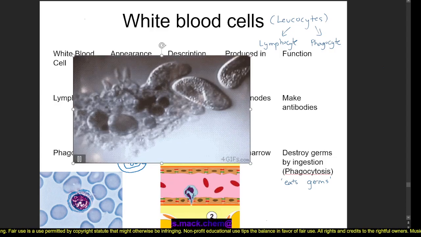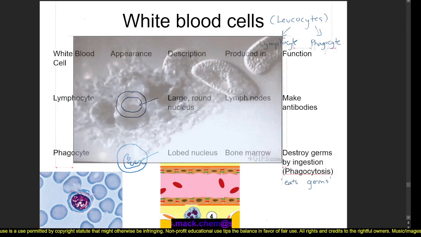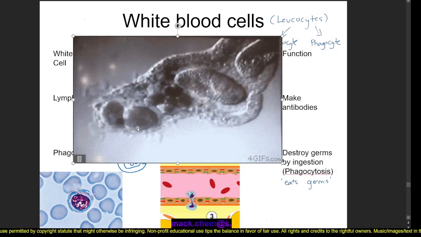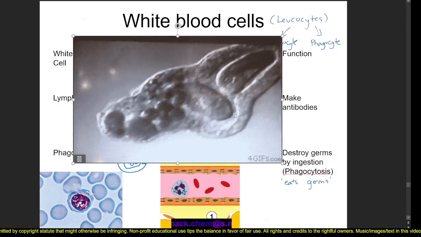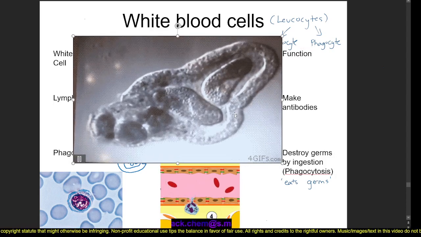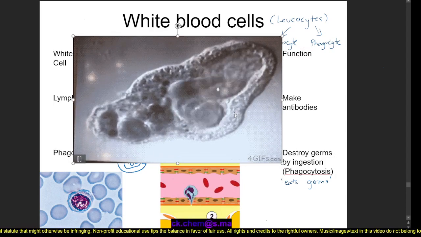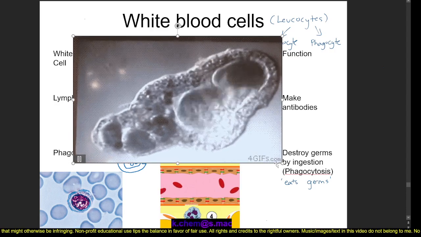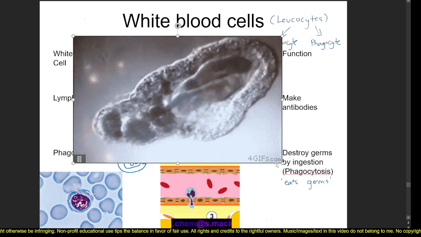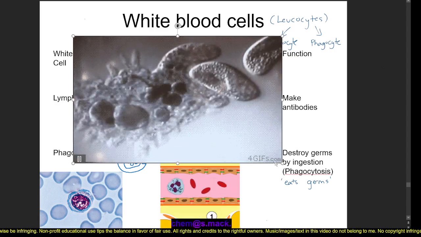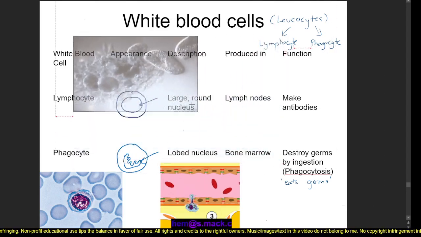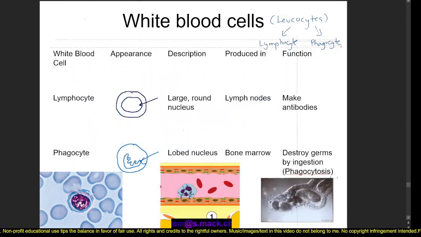So on my screen, we're going to see a simple GIF which shows a phagocyte going up to some foreign material, ingesting it, and it's just going to break it down. Right? And that's what the GIF shows. I'm going to place it here.